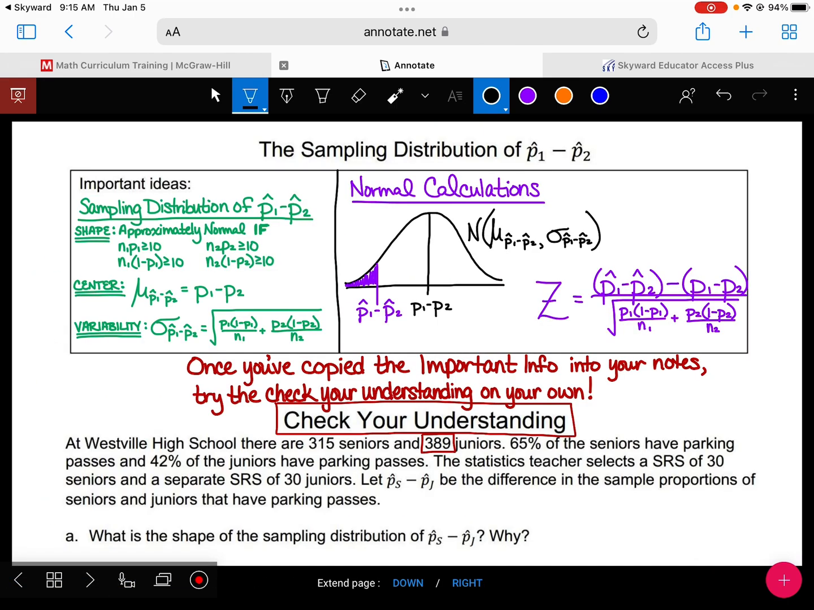Sampling distribution, shape, center, and variability. It's approximately normal if both of the sampling distributions that I pulled this from are approximately normal. So I'm going to use my large counts condition, or my law of large numbers, on both populations. My center, I just subtract the two proportions.